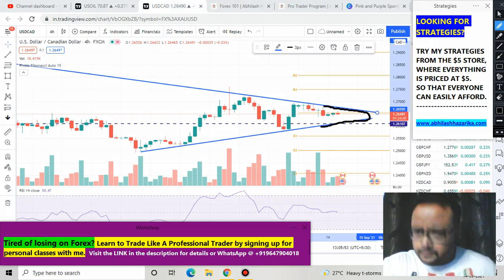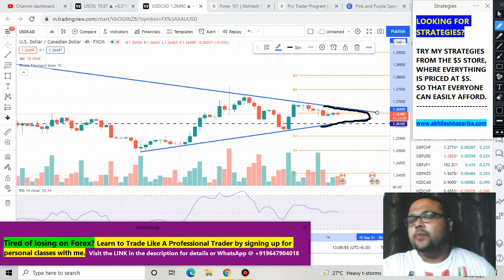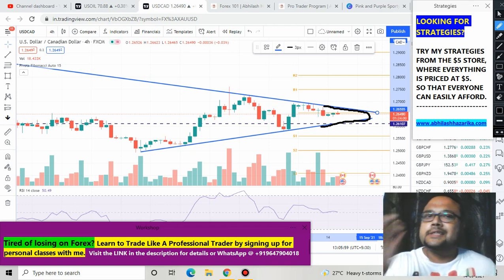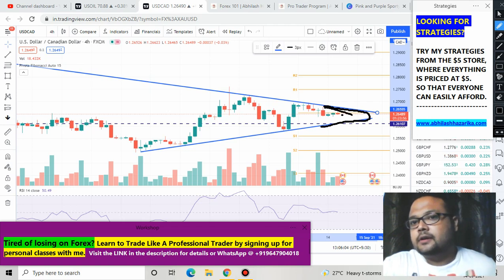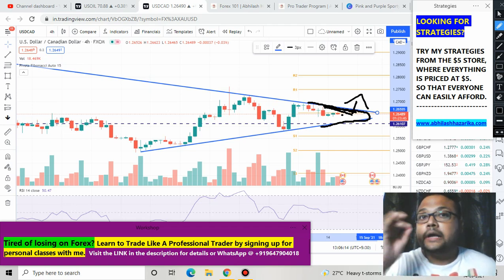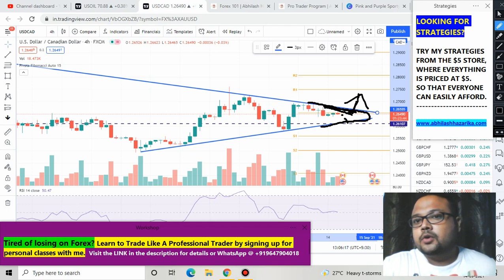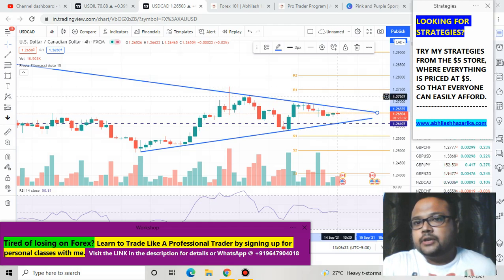So do one thing, don't trade right now, wait for the market to give you a proper breakout, because in a symmetrical triangle pattern, generally the market crosses the resistance level or the line above. But still, I'll say that do not be too confident about the breakout towards the upside. Just wait for the market to give you a proper direction, either towards the upside or towards the downside. Clear?